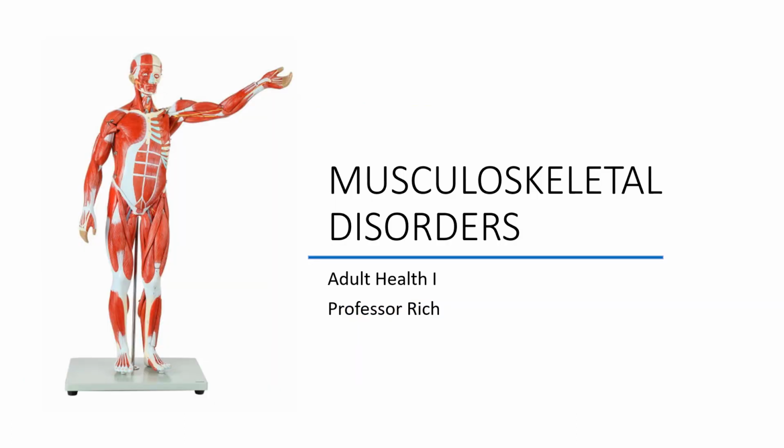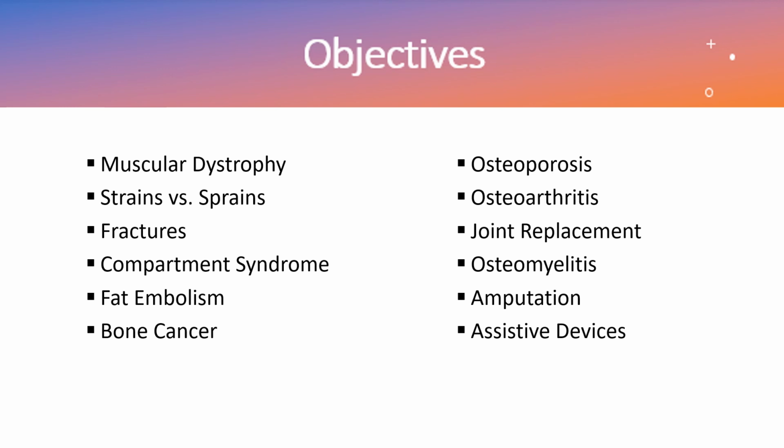Okay, we finished GI. Let's go to musculoskeletal disorders. We're going to go over muscular dystrophy, strains versus sprains, fractures, compartment syndrome, fat embolism, bone cancer, osteoporosis, osteoarthritis, joint replacement, osteomyelitis, amputation, and assistive devices.